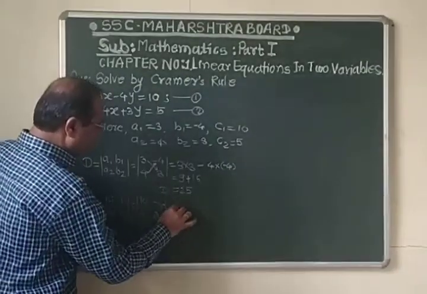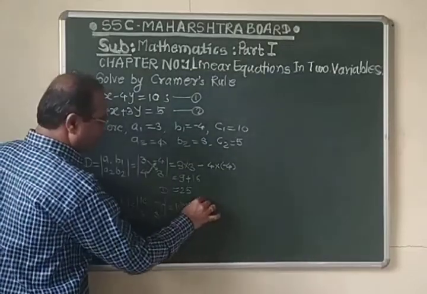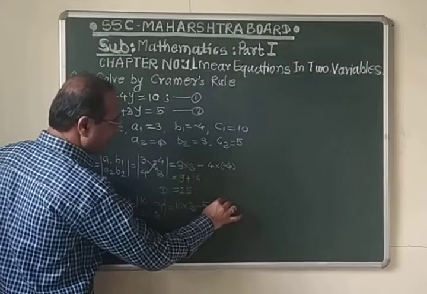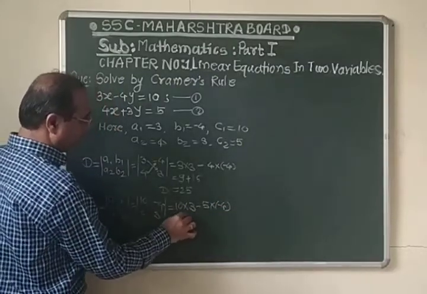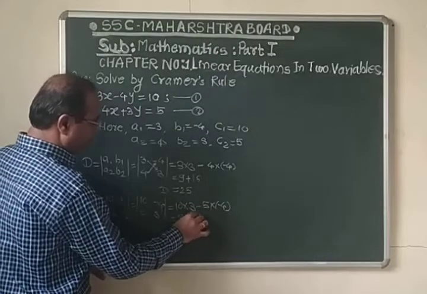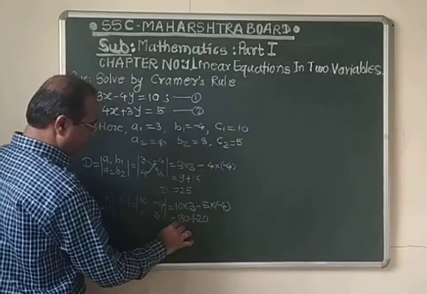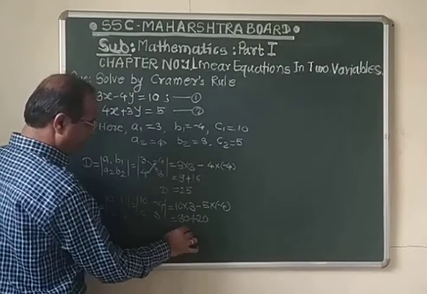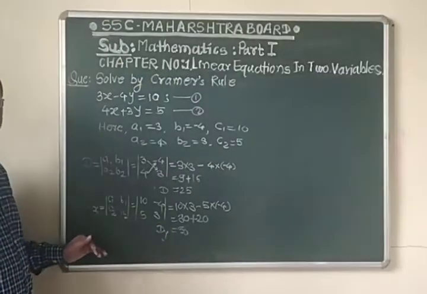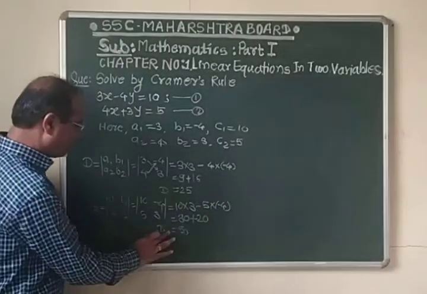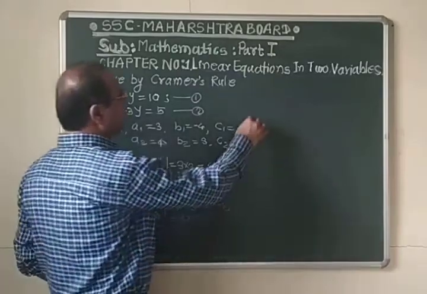You have to do 10 into 3, minus the product of these two, that is 5 into minus 4. Going on simplifying, 10 threes are 30, minus minus gives plus, 5 fours are 20. So we have 50 as the value of Dx. In the same manner, we are going to calculate the value of Dy.